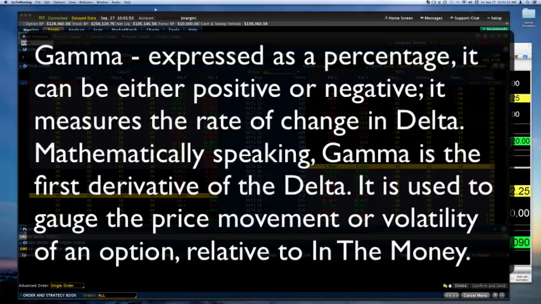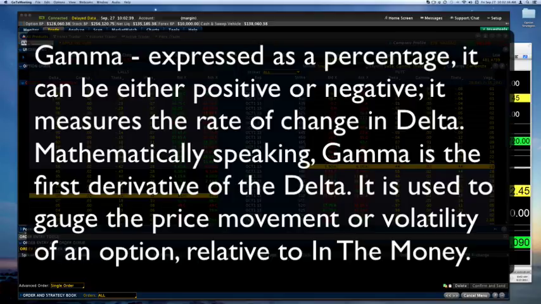As I said before, delta isn't static. It changes. And gamma is what we use to measure that rate of change. Gamma is going to be a principal thing that we'll be looking at, especially when we're looking at some of our more neutral strategies, and monitoring that to see where we're at. Like I said, it can also be negative or positive, and it measures the rate of change of delta. Mathematically speaking, gamma is the first derivative of delta, and it's used to gauge the price movement or volatility of an option.